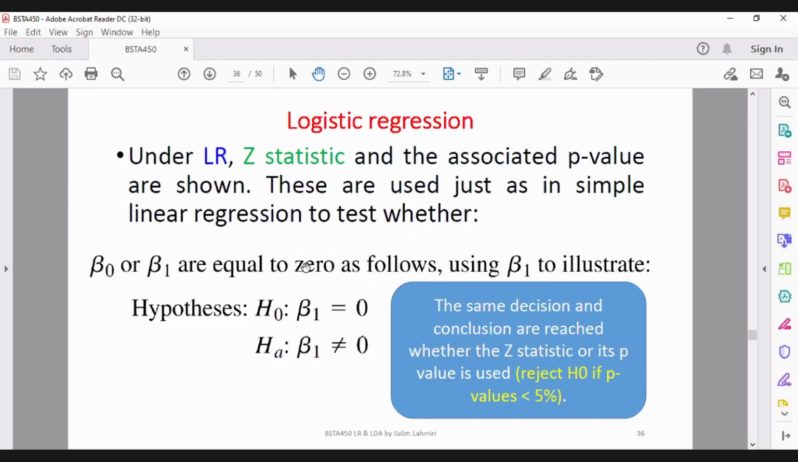Under logistic regression, there is a z statistic and an associated p-value to apply hypothesis tests. Under the null hypothesis, beta 1 is equal to 0; the alternative is that beta 1 is different from 0. Like for multiple regression, where we use the student t-test to check the null hypothesis, for logistic regression we use the z statistic. And you need to look at the p-value to accept or reject the null hypothesis.